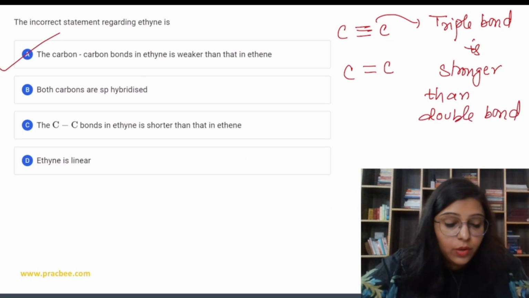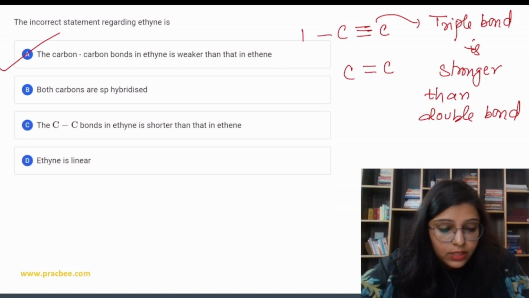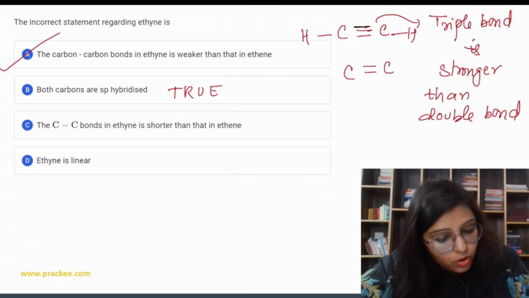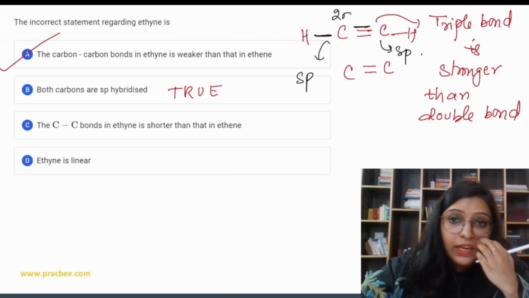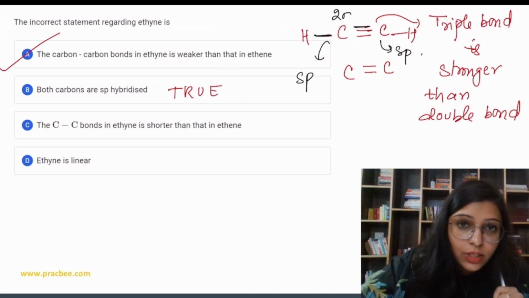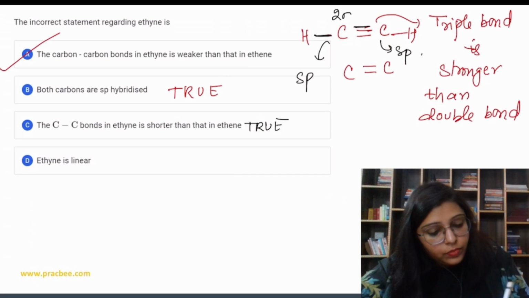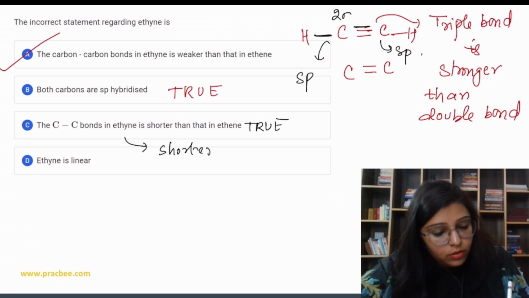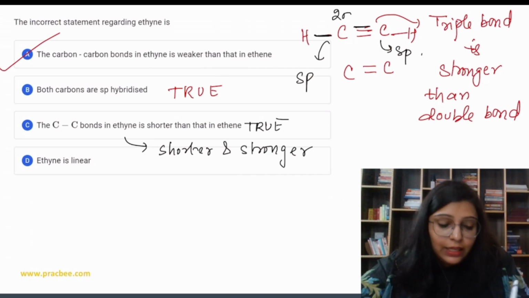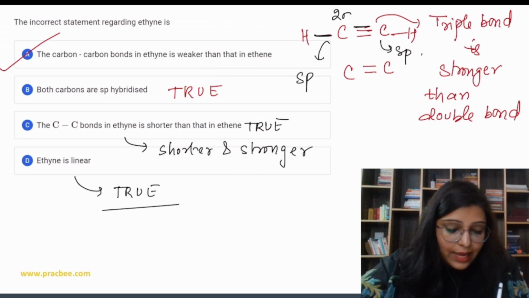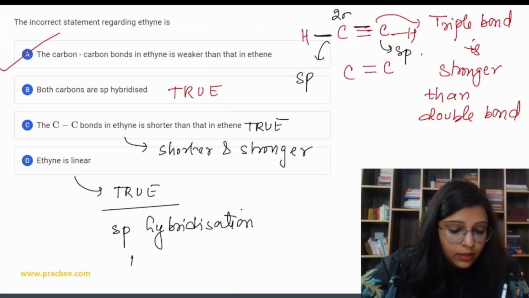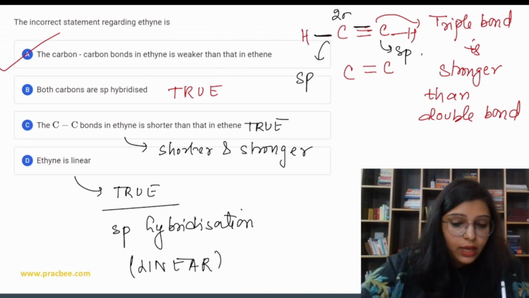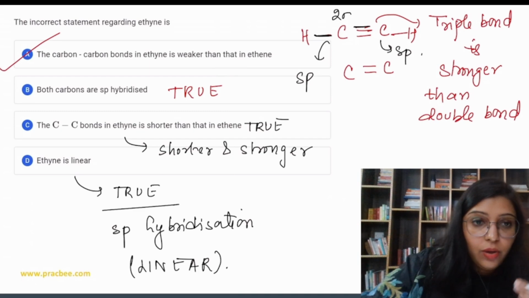But let's look at the other options. Both carbons are sp hybridized. Absolutely right, very true. Why is it true? Because here we have two sigma bonds, so two sigma means sp, and this is also sp. Next, the carbon-carbon bond in ethyne is shorter than in ethene. This is also true. Ethyne is shorter and stronger. Ethyne is linear. True. sp hybridization means linear geometry. So option A is going to be the correct answer. Now let's do the next question.